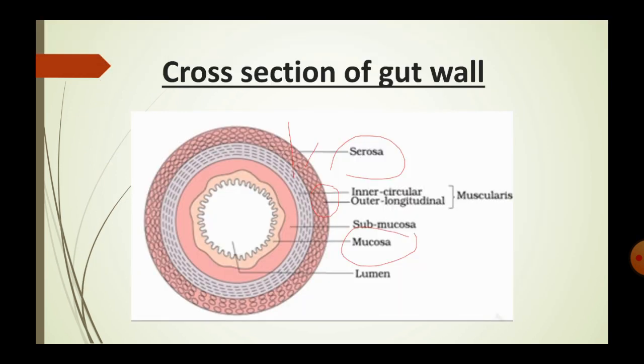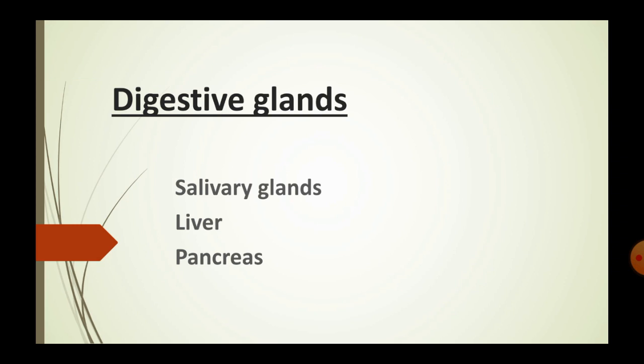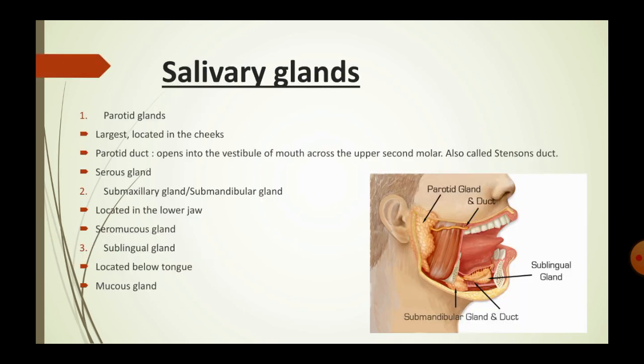That finishes our alimentary canal. Now we are moving on to the digestive glands. The digestive glands associated with the alimentary canal include the salivary glands, the liver, and the pancreas. First, we look into the salivary glands. The salivary glands are of three pairs in our body.